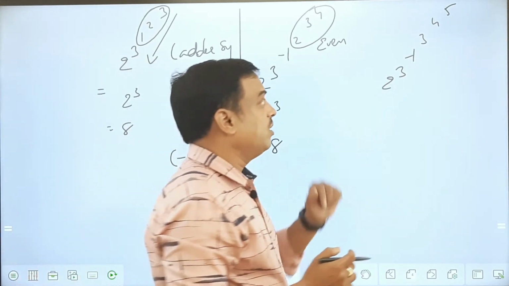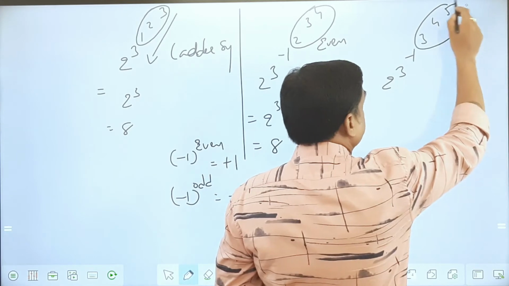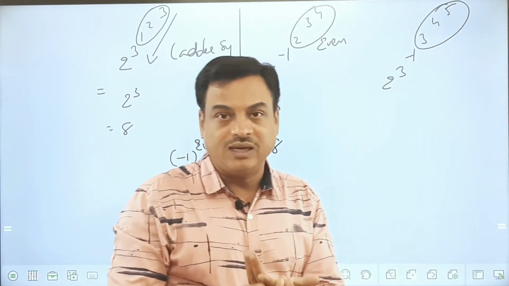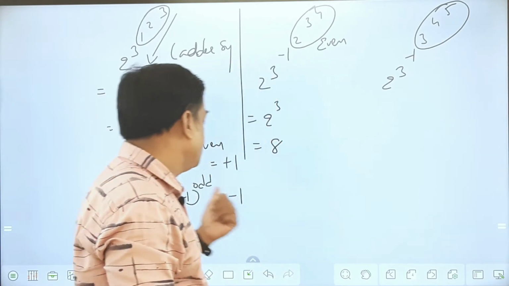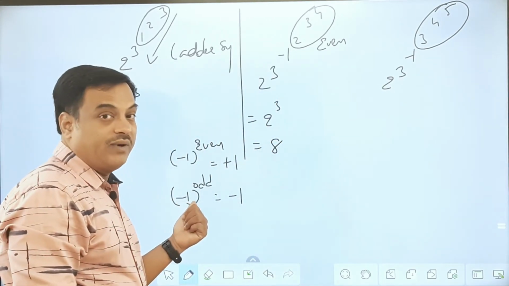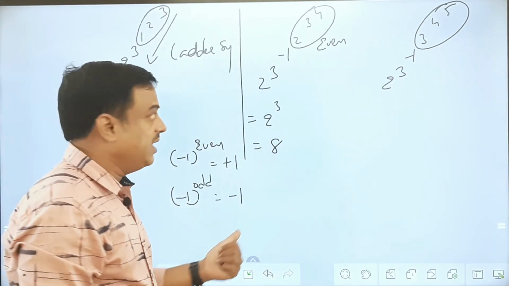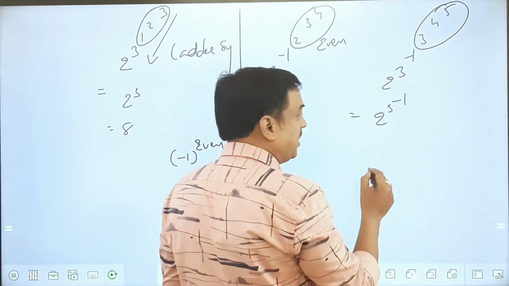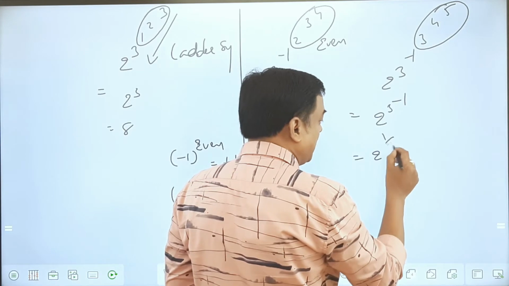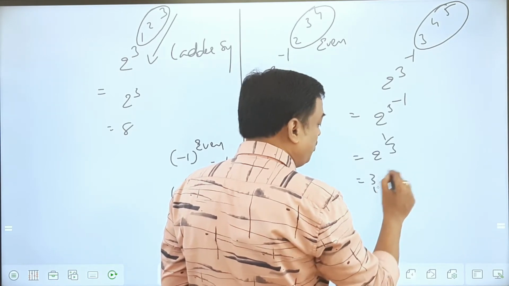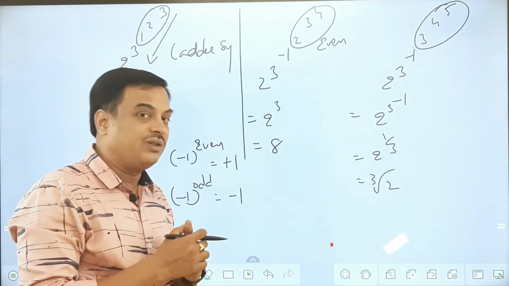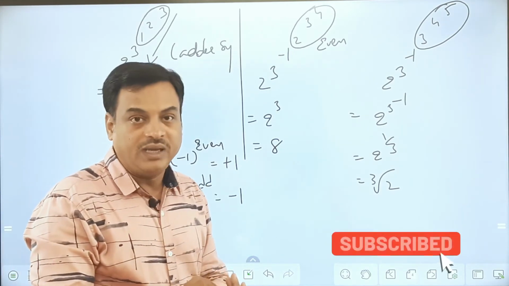Now coming to this, when you look at the 3 power series, 3 power 1 is 3, 3 power 2 is 9, 3 power 3 is 27. You see, an odd number as the power will result in minus 1. So this will be 2 power minus 1, and that is 2 power 1 by 3. Finally, the cube root of 2 is what you get here in this case. Okay, so this is how the ladder power system can be handled.